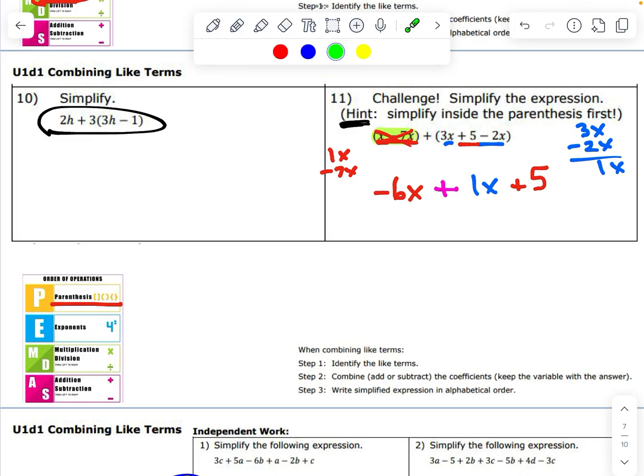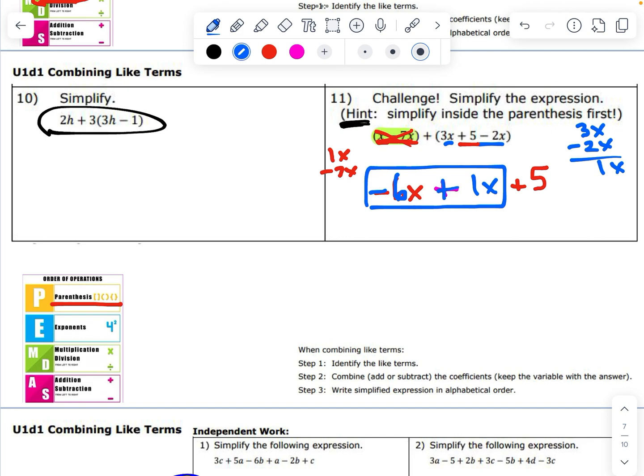Then, as you start putting each little part together, I'm hoping that you recognize that these X's are alike. These two terms are alike. So if I have negative 6 and I'm adding 1, that would be negative 5X. We still have this plus 5 that we must bring down to our final answer. All right. That was a lot.